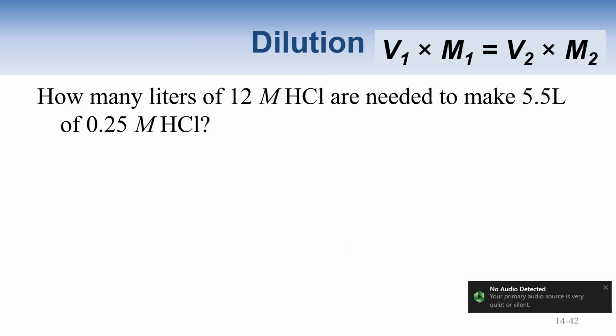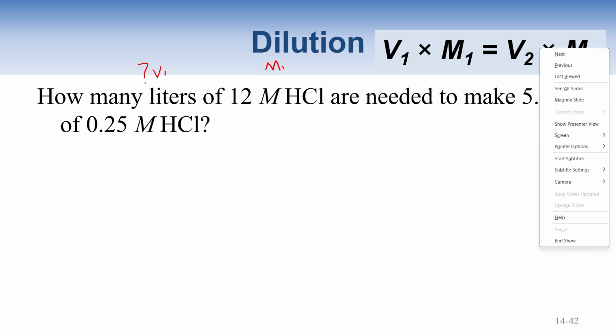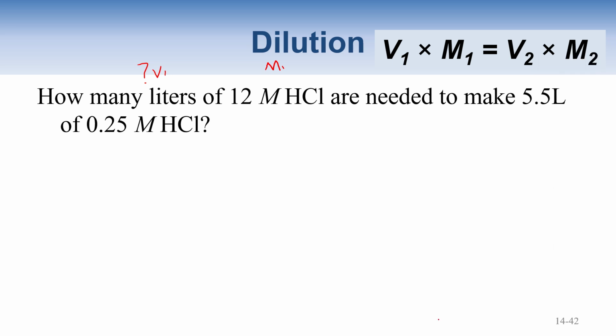How many liters of 12 molar hydrochloric acid are needed to make 5.5 liters of 0.25 molar hydrochloric acid? So we're starting again. We don't know our V1. This is our M1, what we're starting with. And we're trying to make a V2 and an M2.